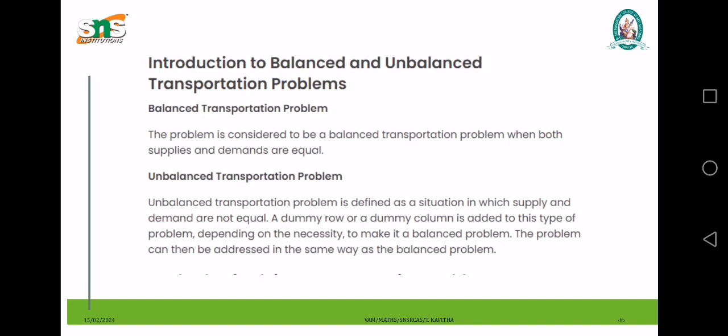There are two types of transportation problems: one is balanced transportation problem and another one is unbalanced transportation problem. The problem is considered to be a balanced transportation problem when both supplies and demands are equal. Suppose the supplies and demands are not equal, then the problem is called unbalanced transportation problem. In this situation, a dummy row or a dummy column is added, depending on the necessity, to make it a balanced problem. The problem can then be addressed in the same way as the balanced problem.